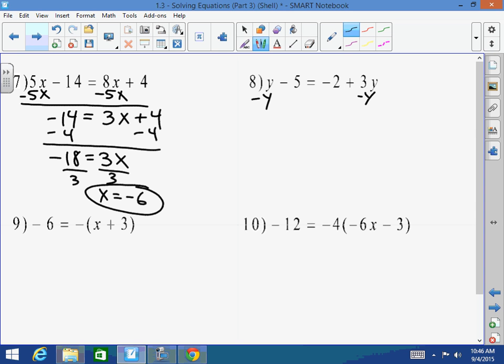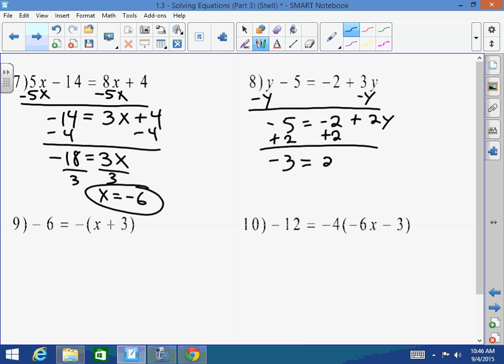Good choice. I subtract y. I want to get all the y's together on one side. Perfect. Then I got 2y. So then I'm going to add 2 to both sides. Negative 3 equals 2y.